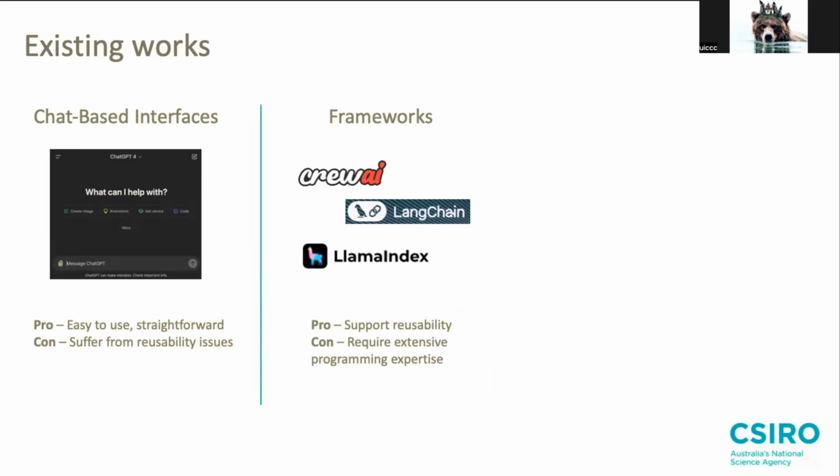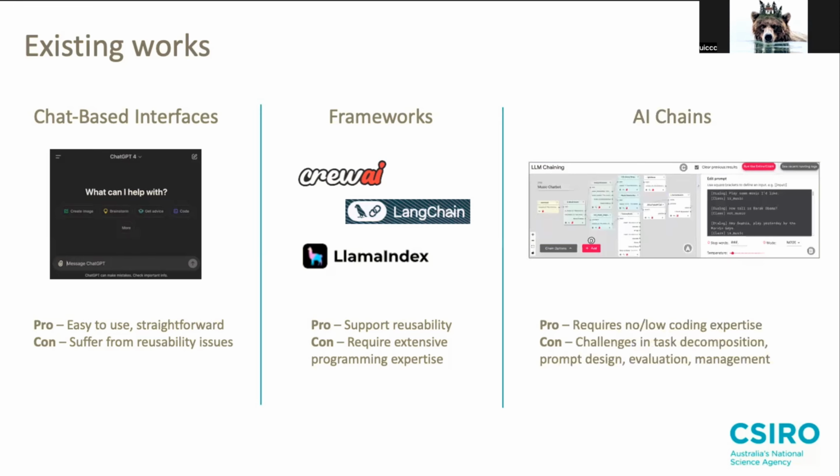Many frameworks have been produced to support the development of AI services, like CrewAI and LangChain, addressing the reusability issues. However, they require extensive programming expertise, which creates a natural barrier for non-technical users. In addition, some AI chain methods have been proposed to democratize the use of these powerful models through form filling and visual programming techniques. However, several challenges regarding task decomposition, prompt design, evaluation, and management remain.